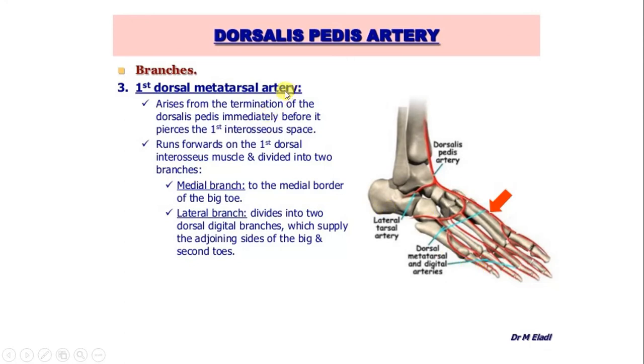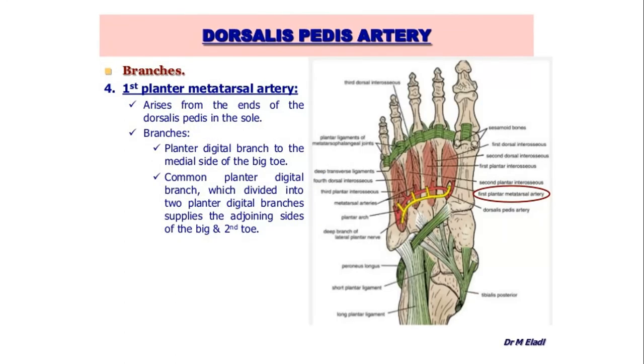The first dorsal metatarsal artery arises from the termination of the dorsalis pedis. This one is the first dorsal metatarsal artery, immediately before it pierces the first interosseous space. It runs forward on the first dorsal interosseous muscle and divides into two branches, medial and lateral, which supply the adjacent sides of the toes. The first plantar metatarsal artery arises from the end of the branches, the plantar digital common, so common and plantar digital arteries are formed and supplied.